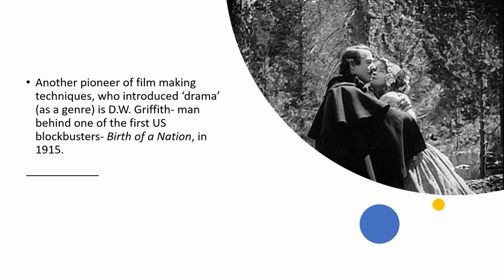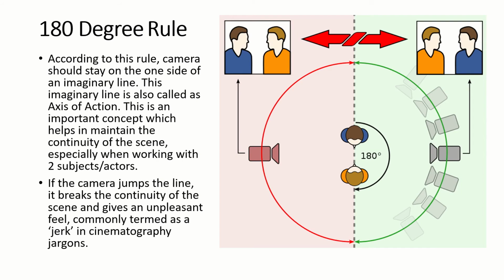Another film pioneer, D.W. Griffith, introduced the concept of drama in films with his first blockbuster, Birth of a Nation, in 1950. Let's move ahead with the rules of continuity or film grammar.